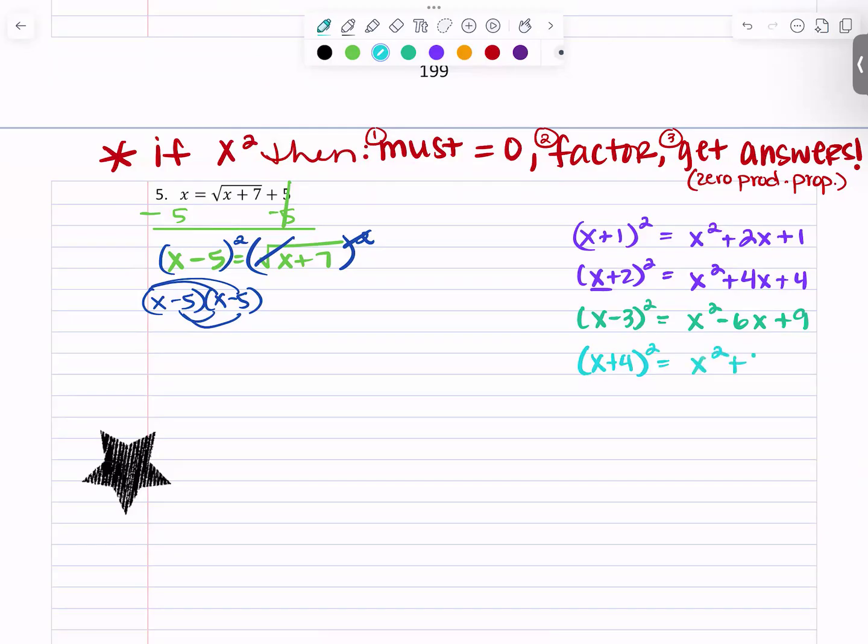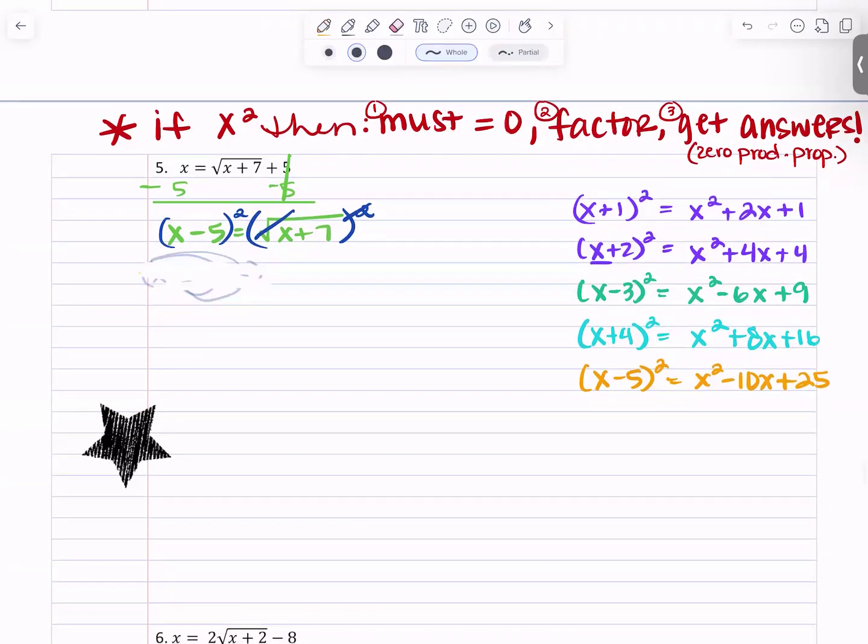4 plus 4 is 8. That's a really ugly 8. 4 times 4 is 16. Okay? So same thing every single time. Throw in another minus just so that you see it. It's going to be x squared. Negative 5 and negative 5 is negative 10. Negative 5 times negative 5 is 25. So you don't have to do this. You don't have to write it twice and FOIL.